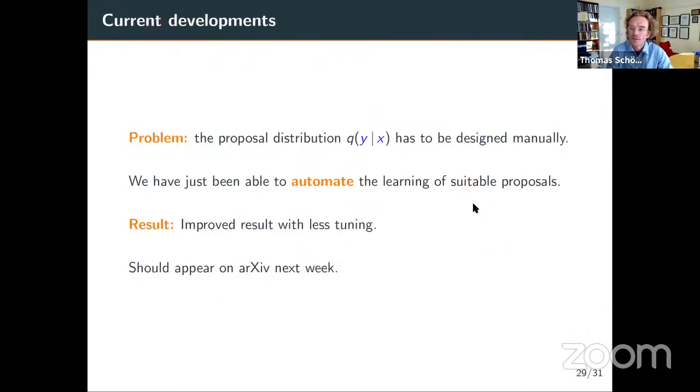Okay. So what we're currently doing along this path, a few things, but one thing that's more or less done is that it's a bit annoying with this proposal distribution, since it has to be designed manually. So what we've done now is we've been able to automate that by borrowing from another area where I've been active for a long time, which is sequential Monte Carlo methods. And there we have seen interesting developments in automatically learning suitable proposals. So we sort of use the same high-level idea, but in a different way. Applied it to this problem, which not only improves the results, but it also takes away some of the tuning tasks from us when we're implementing this. And this should be on arXiv sometime next week, I hope.